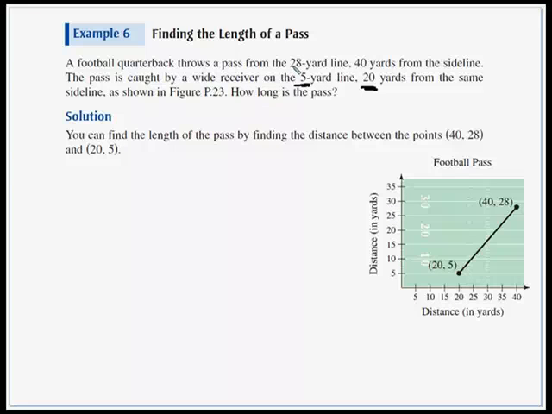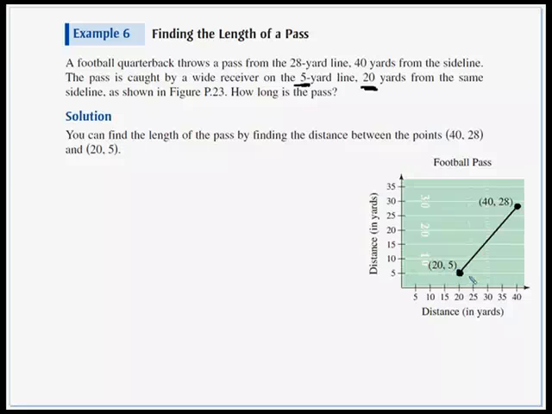So it says the quarterback throws a pass from the 28-yard line, 40 yards from the sideline. So we're 40 yards from this sideline, and the pass went from the 28-yard line. So that is one of our points, 40, 28. The pass is caught by a receiver on the 5-yard line, 20 yards from the same sideline. So 5-yard line, 20 yards from the same sideline.